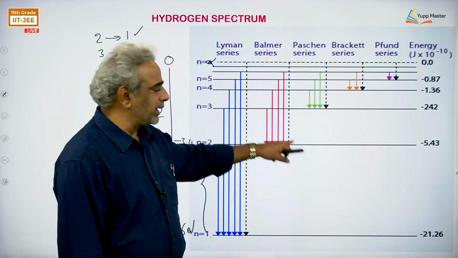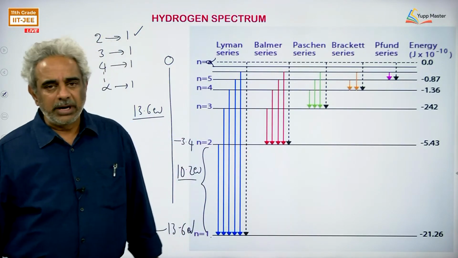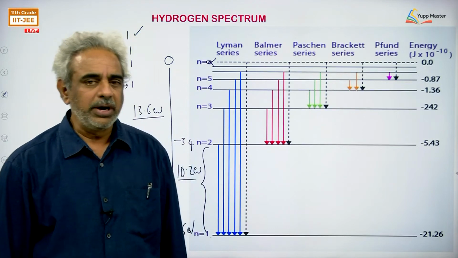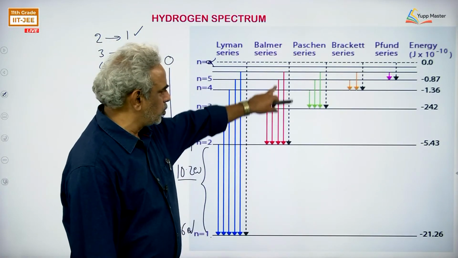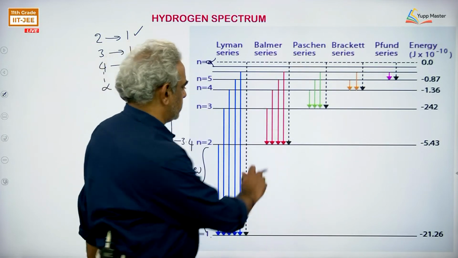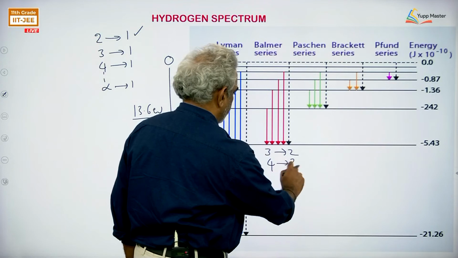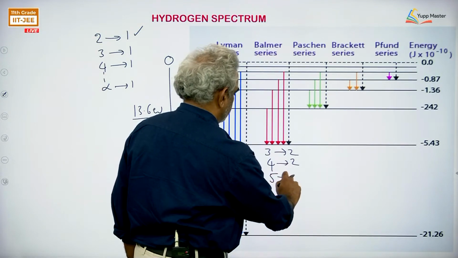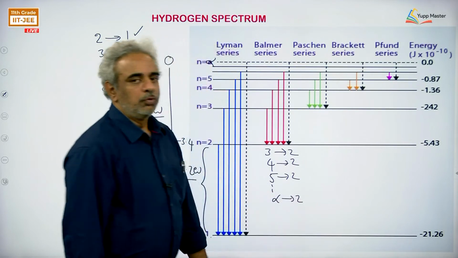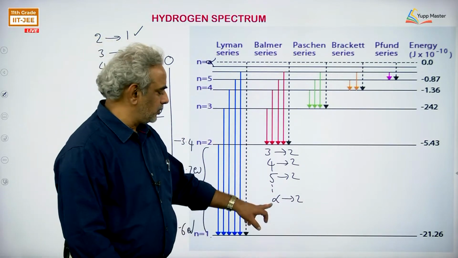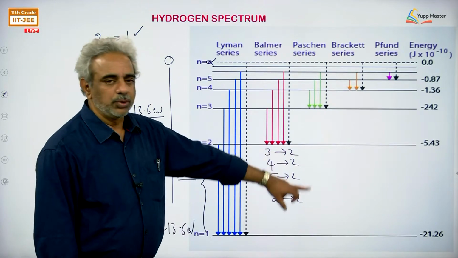So coming to the second series, see, this series will not be a very energetic series. In different hydrogen atoms, electrons are jumping from 3 to 2, 4 to 2, 5 to 2, infinity to 2. Which will be the most energetic line? Infinity to 2, least energetic 3 to 2.